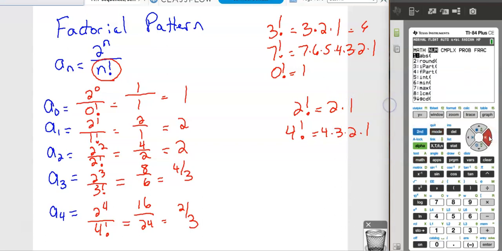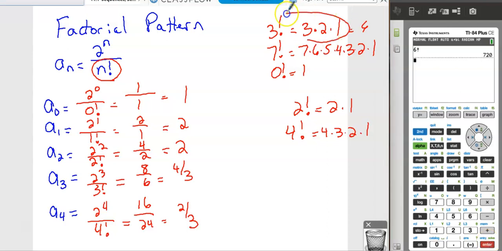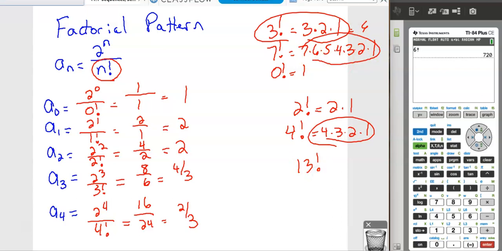Let me show you a button on the calculator, though, in the math. If you go over to probability, the factorial button is right there. So if I wanted to do 6 factorial, it's 720. So if it's a small number, it may just be easier just to plug it in. 3 times 2 times 1, 4 times 3 times 2 times 1. If it gets up to 13 factorial, it might be easier to use that math button right there to get to the factorial. So I wanted to show that to you in case that's helpful.